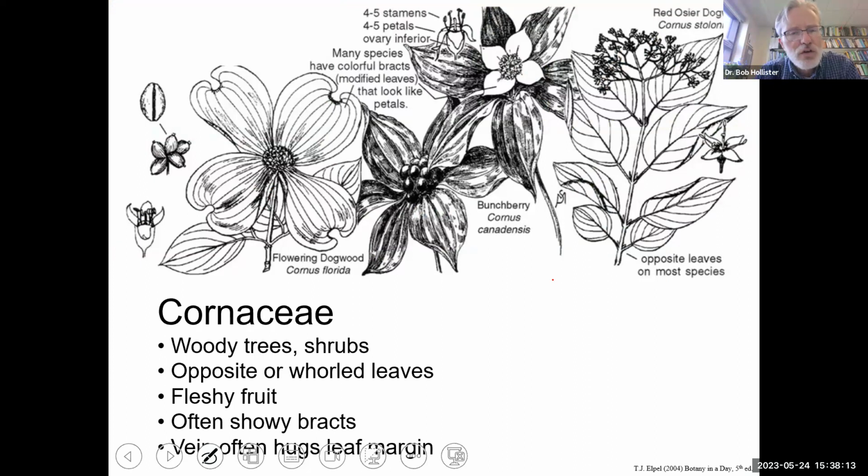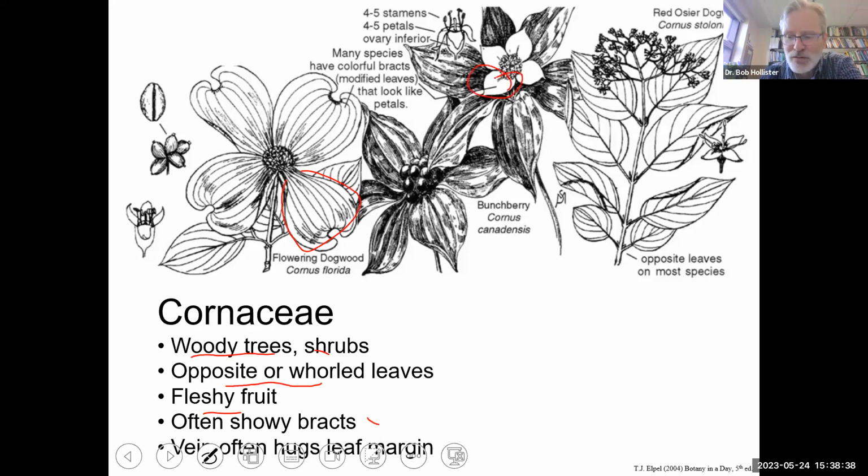Cornaceae. So these are your dogwoods, Cornus. Again, woody, so small trees or shrubs. They're generally opposite or whorled. There's a couple alternate, so that's not an always. They've got the fleshy fruit. Sometimes they've got the showy bracts. This is like your flowering dogwood. Those are the ones that show up really easily.